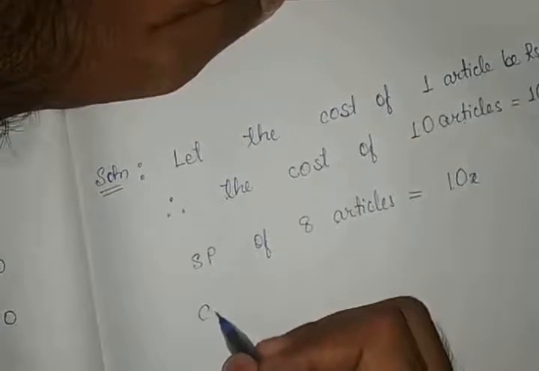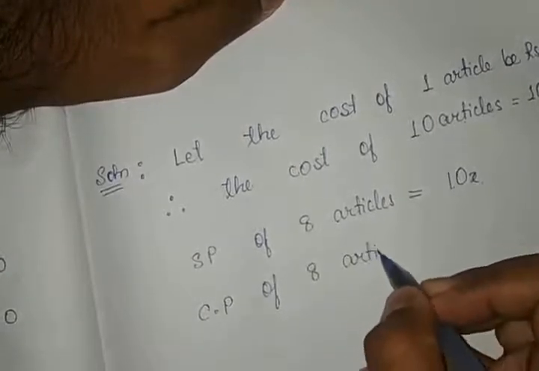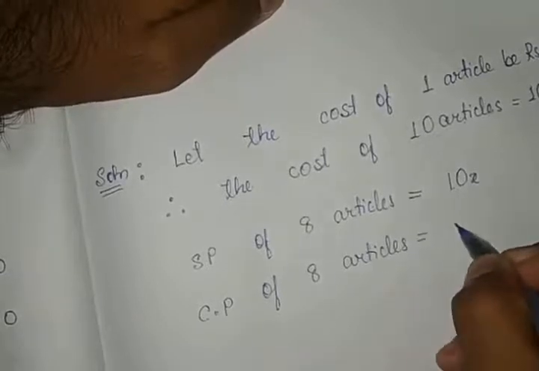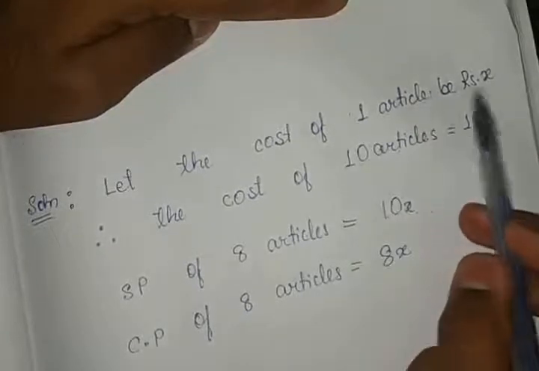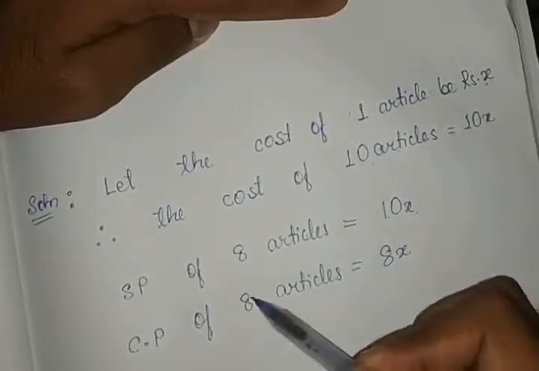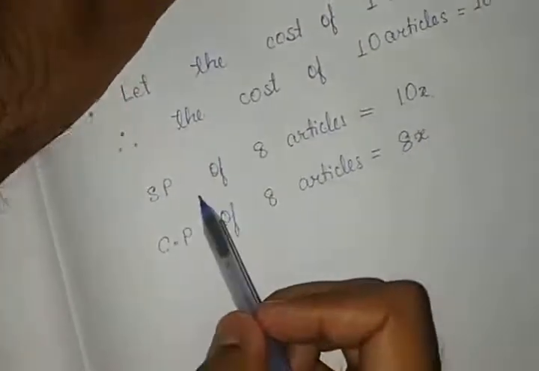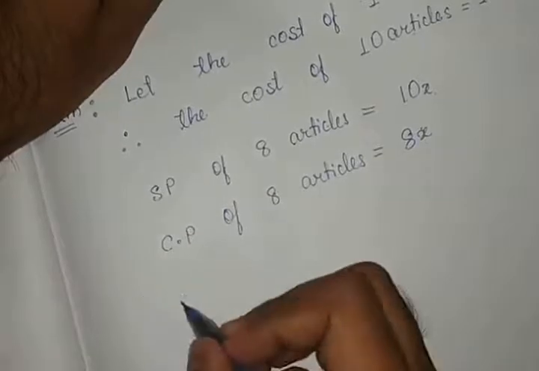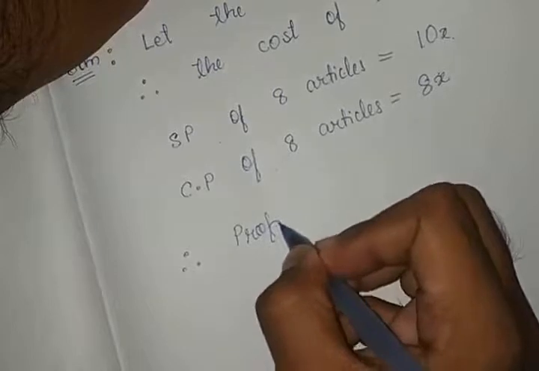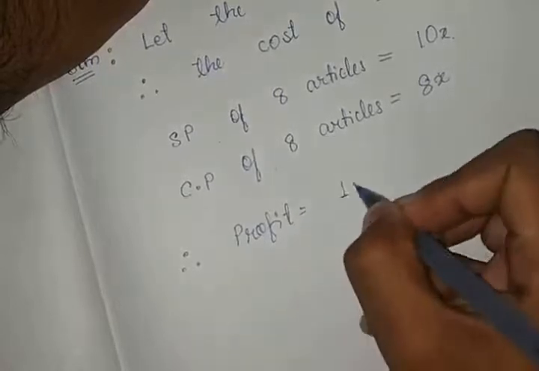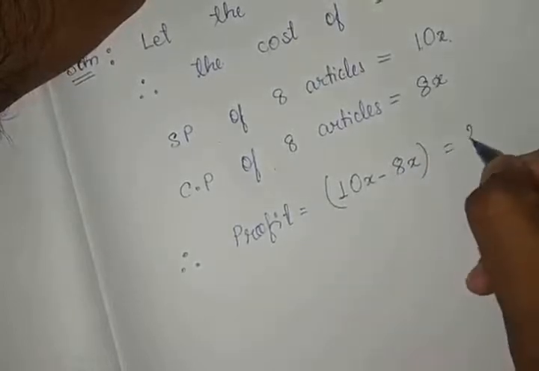Now what will be the cost price of 8 articles? The cost price of 8 articles will be 8x, because we have assumed that the cost price of one article is rupees X. Then it is clearly seen that the selling price is more than the cost price. So therefore it will be profit. So profit is equal to 10x minus 8x, that is equal to 2x.